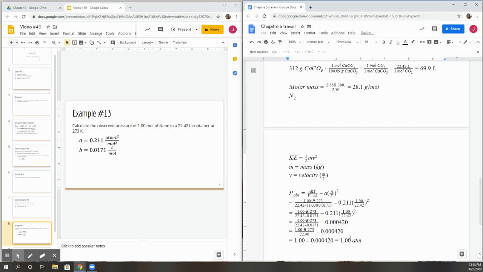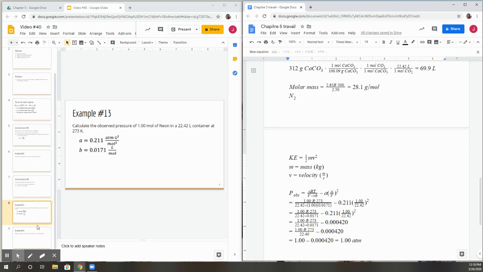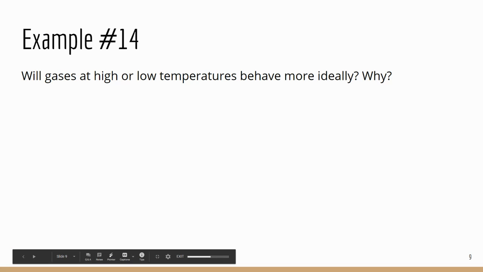And so that was a lot of work just to get 1 atm. The point that I'm making here is that these differences are so small. The difference mathematically between a real gas and an ideal gas is so small that it's almost never going to be worth it in a lab context to use this equation. But the equation is useful to help us understand the differences between real and ideal gases. Pause here.